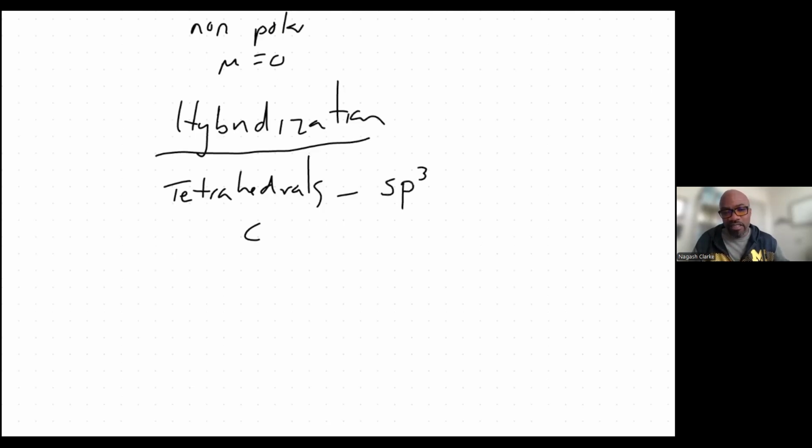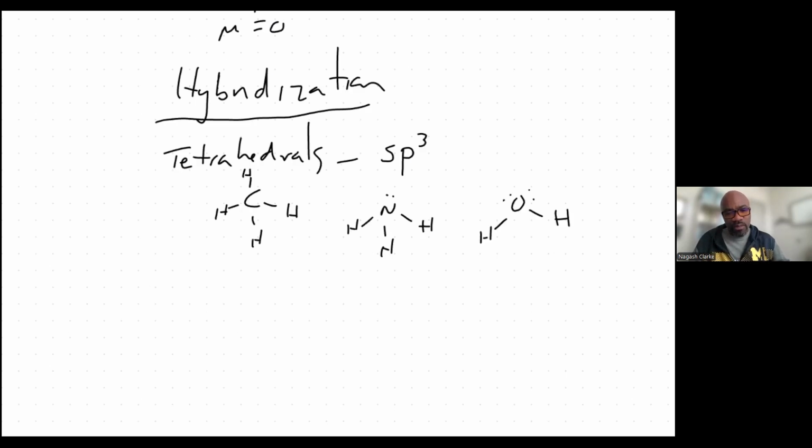If I have any tetrahedral, anything that falls on a tetrahedral, CH4, NH3, all these have 4 electron groups.